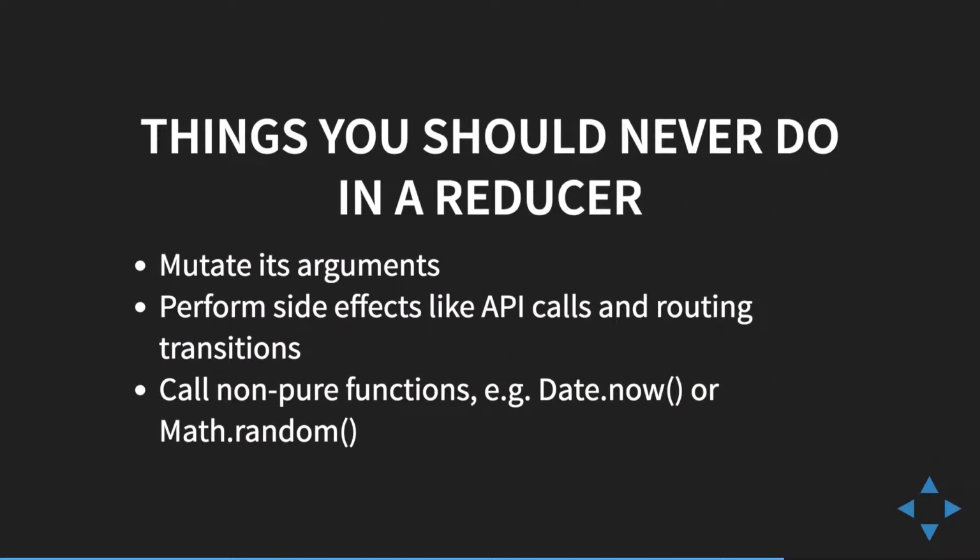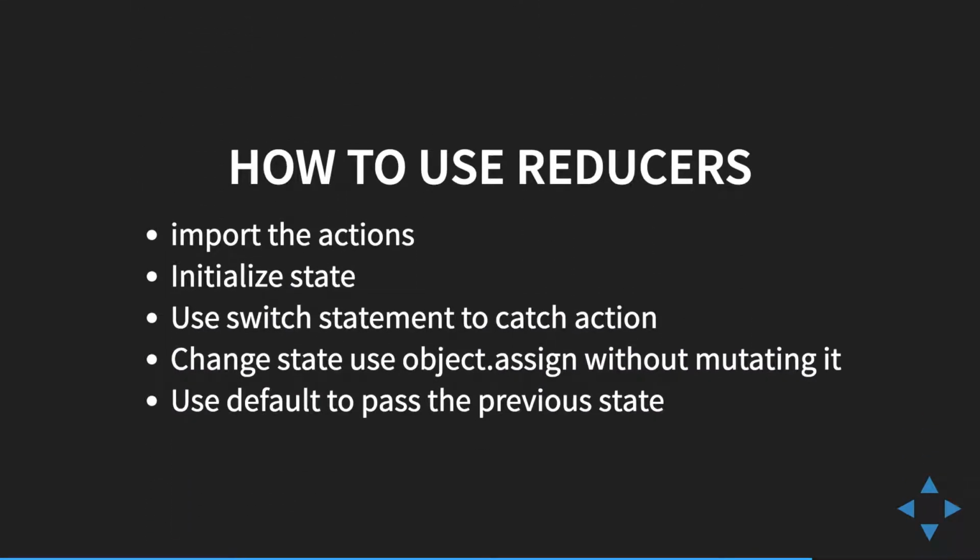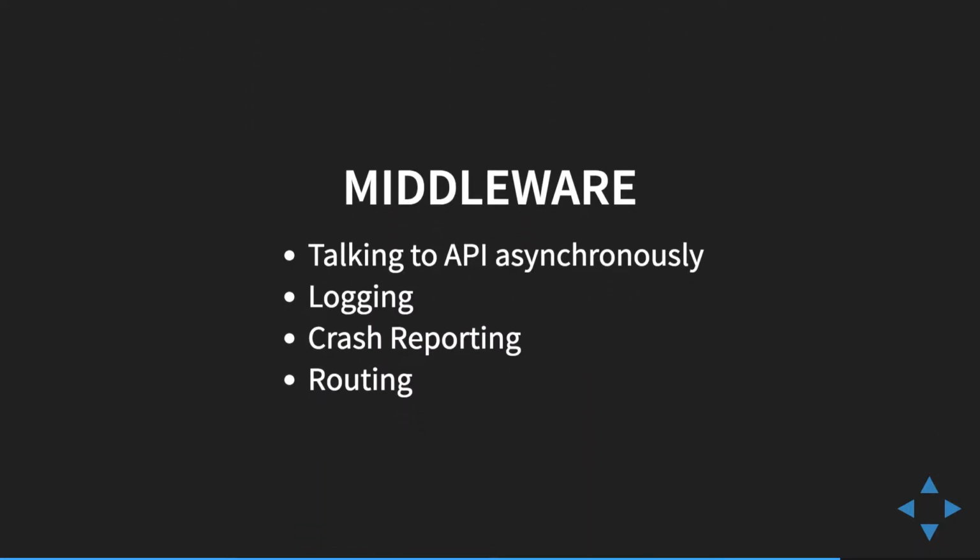So, things you never do with a reducer: mutate its argument, perform side effects like API calls or routing transitions, or call non-pure functions, as an example, Date.now or Math.random. How to use a reducer: you import the action, initialize the state, use a switch statement, and change the state. You can use Object.assign without mutating it. Use default to pass the previous state.